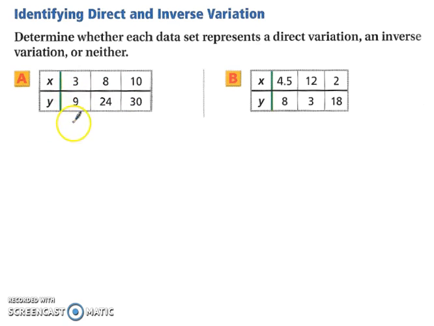So we have 9 divided by 3, which is 3. 24 divided by 8, which is also 3. And then we have 30 divided by 10, which is 3. So therefore, when we take our y and divide it by x, it gives us the same constant change. It's consistent. So therefore, this one is going to be a direct variation.